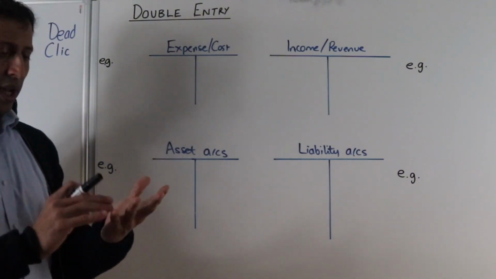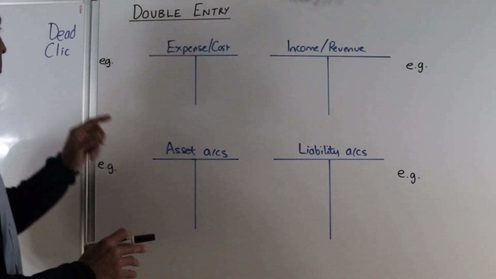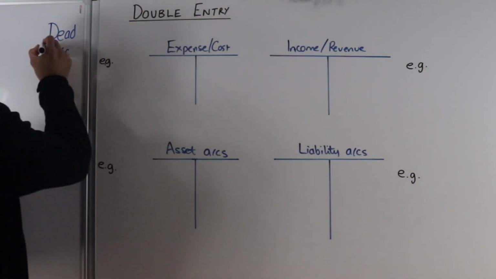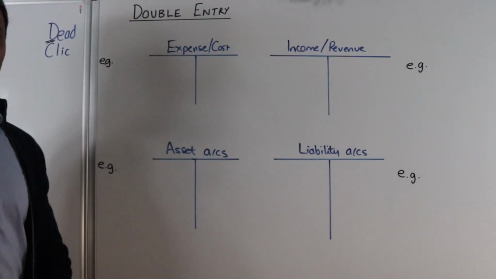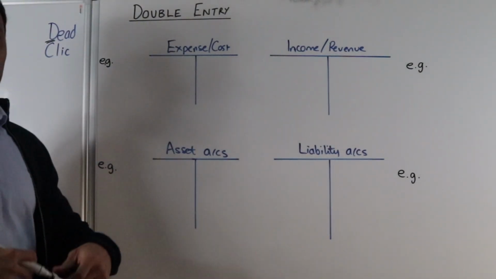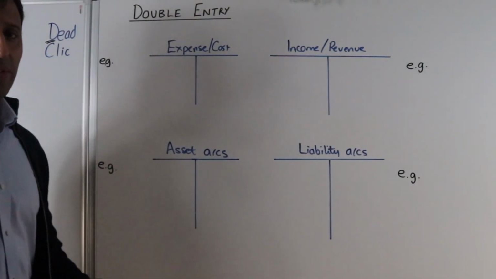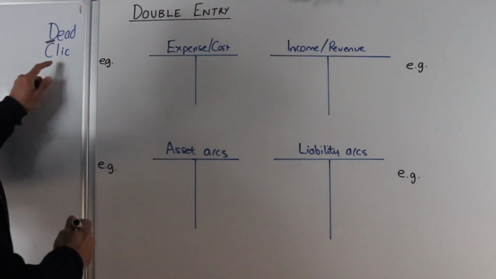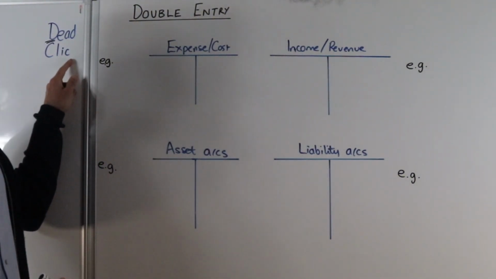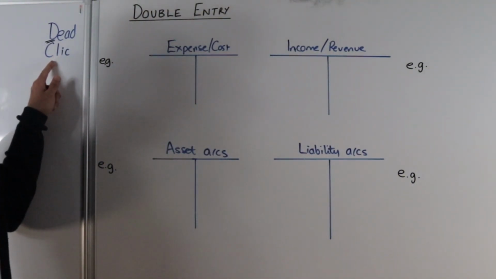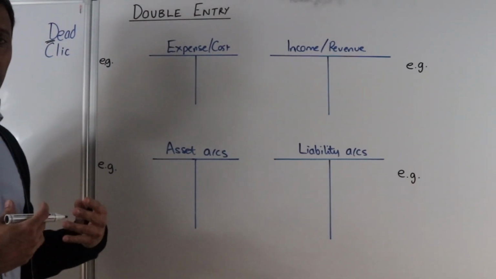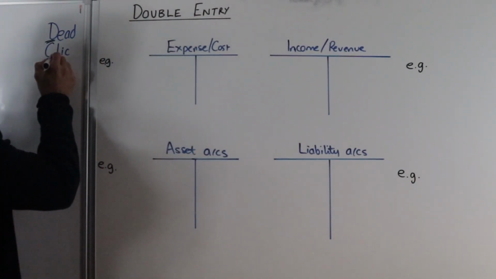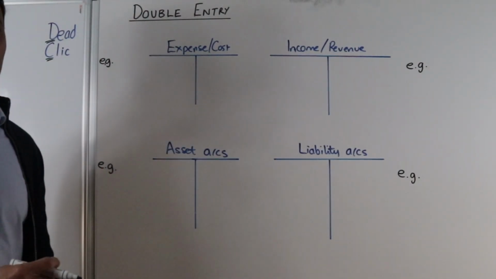So when those expense, asset and drawings increase, we debit those accounts. That's what the D stands for at the beginning. That means we put a figure on the left hand side of that ledger account, that T account. And for liability, income and capital accounts, we credit those accounts when they increase, or in other words, put a figure on the right hand side of that account. So that's the credit, liability, income and capital.